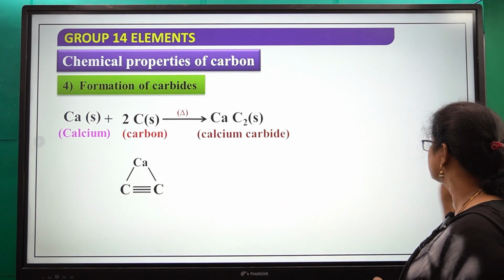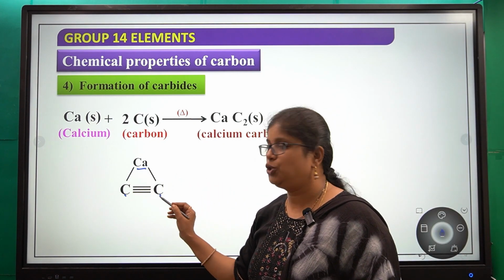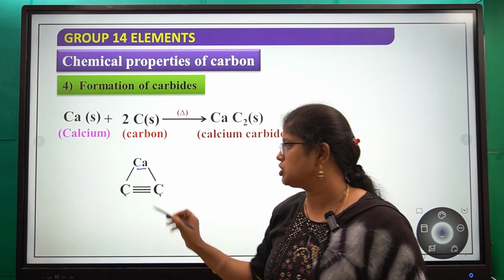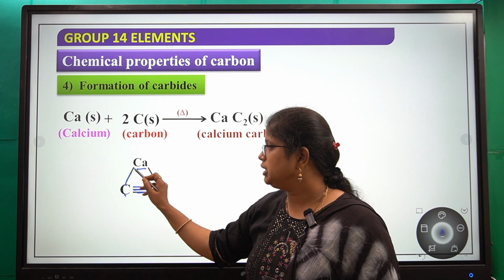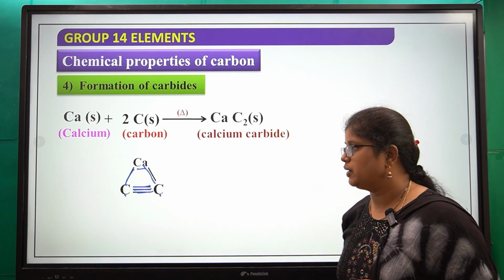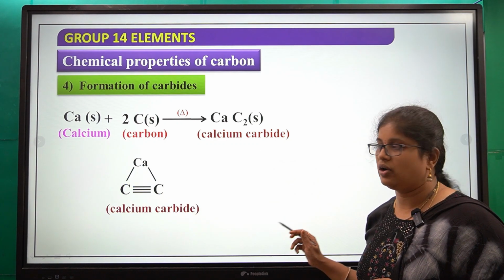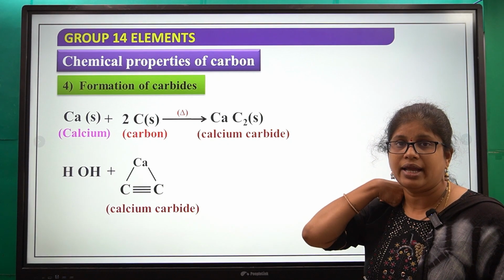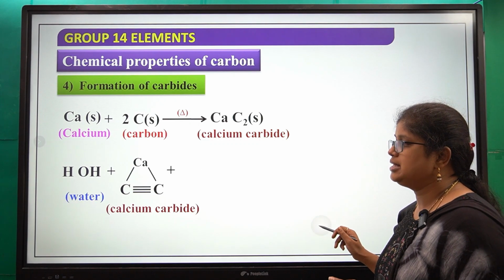Here is the structure of calcium carbide, CaC2. It has a cyclic structure. The two carbons are attached with 3 bonds, and these 2 carbons are attached to the calcium by forming covalent bonds. Now this calcium carbide on hydrolysis, means on reacting with water, gives calcium hydroxide and acetylene.